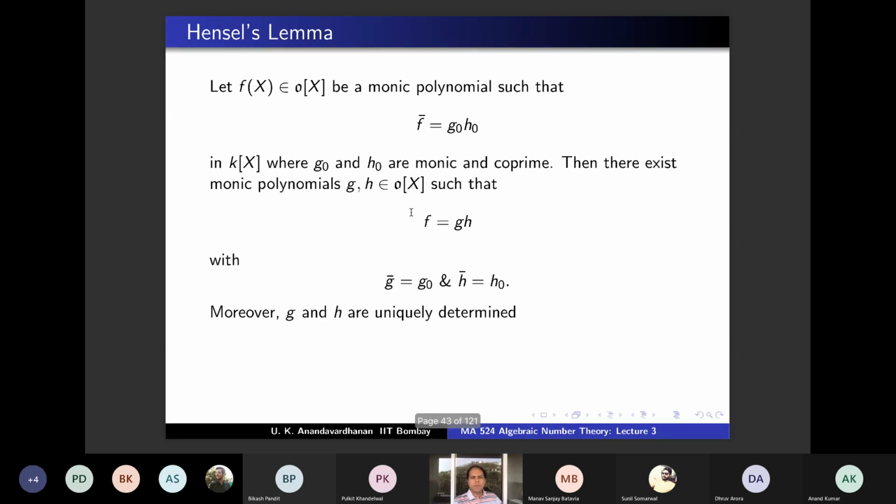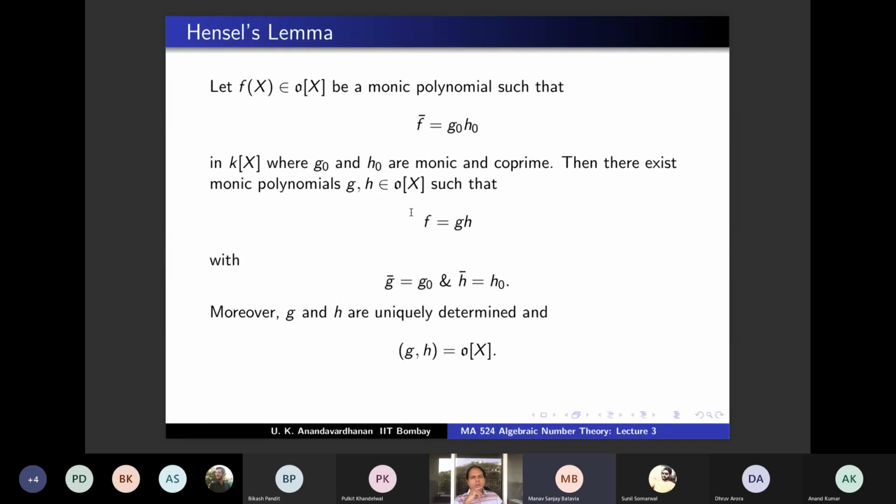Is the statement clear? So if after reducing modulo m, your polynomial is a product of two polynomials, and if those two polynomials are coprime, then the original polynomial can be factored as g times h with the property that g bar is g0 after reduction mod m, g goes to g0 and h goes to h0. And moreover, such a lifting is unique. G and h are uniquely determined and g and h generate O[x].